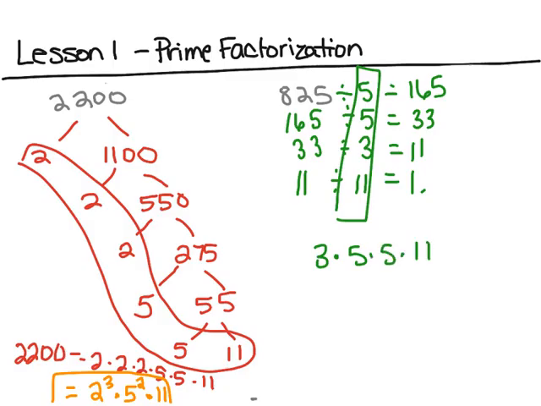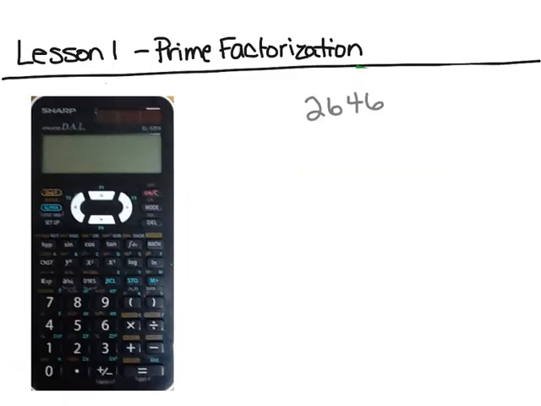Notice I changed the order. To put it in the correct order is to put it from lowest to biggest. So we have 3 times 5 squared times 11. That's our prime factorization of 825.